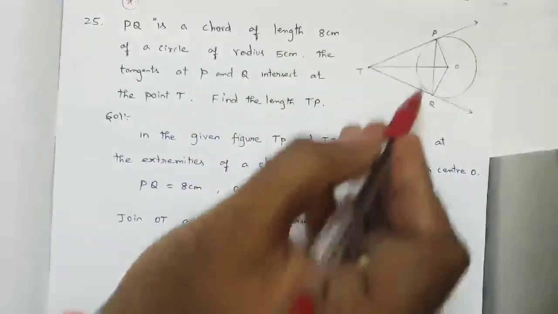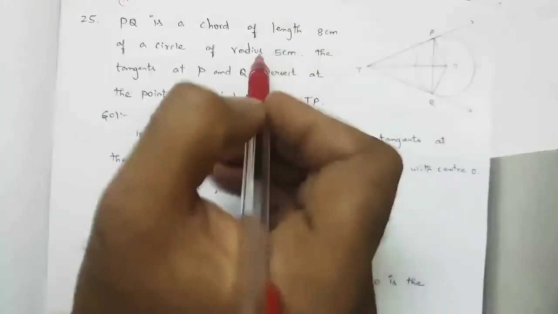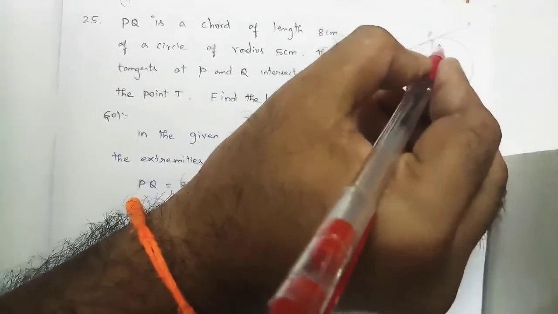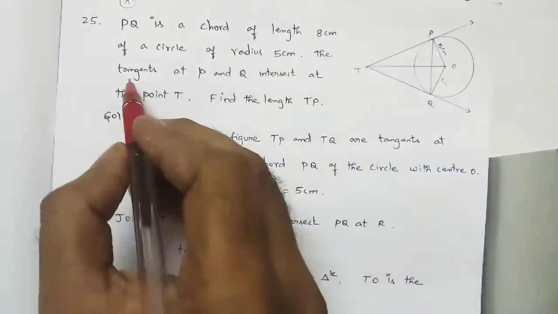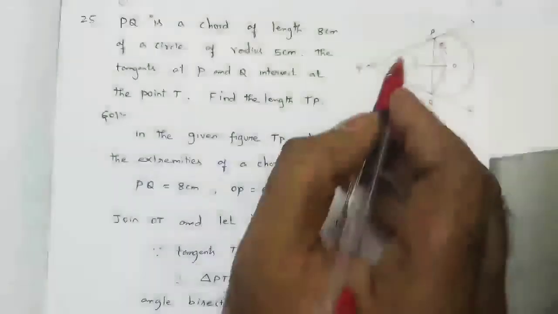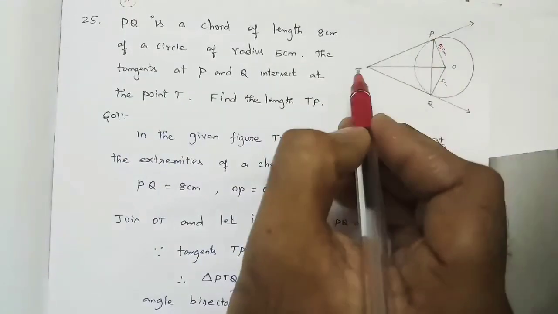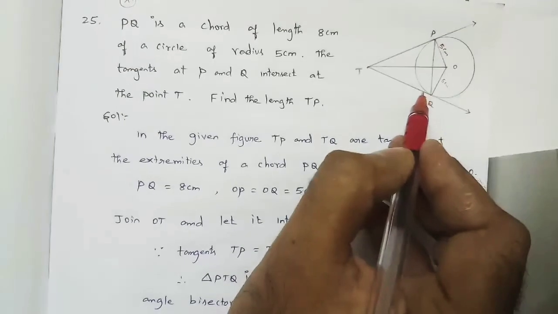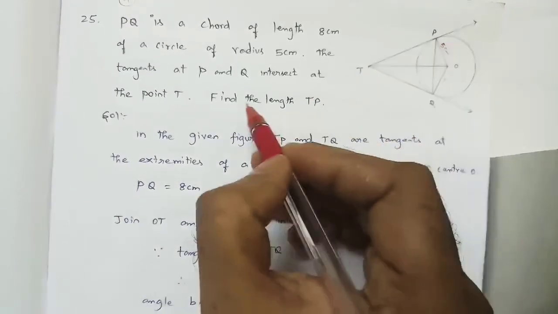They have given the length of PQ as 8 centimeter, as well as the radius: OP is equal to 5 centimeter, and OQ is also 5 centimeter. The tangents at P and Q, where P and Q are the points of contact, intersect at the point T. TP and TQ are the tangents, and T is the external point. Find the length of TP.